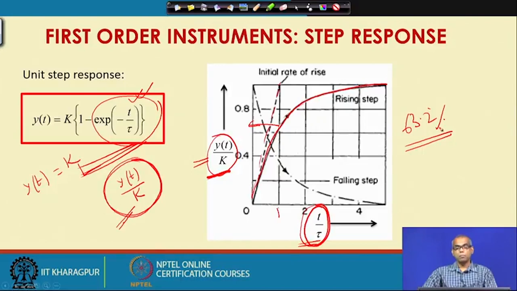So, by plotting the output of a first order instrument, let us say a thermometer, that was steady at a particular temperature, then I suddenly give a step input, an input of any magnitude A, to the instrument and then record the thermometer's reading. By looking at this 63.2% of the final response, because I know what will be the final response, I will be able to measure or estimate the time constant. So, this method gives me a way to measure the time constant of any first order instrument by looking at its response. Just look at the 63.2% of the final response and the corresponding time is the value of the time constant tau.